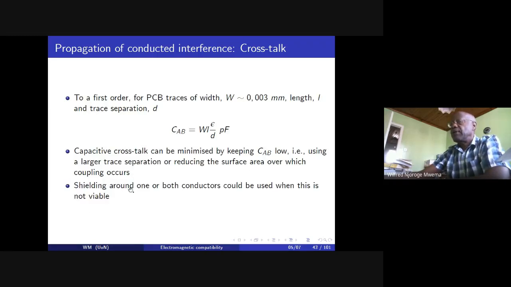So shielding, we can do shielding around one or both conductors, when any of this is not possible. By shielding, we place a conductor around one of them, such as is done with the coaxial cable. So we put a conducting cover on one of them and ground it, and therefore the interference from the other line will be shorted to ground through the cover.